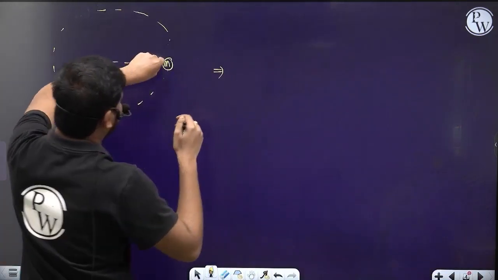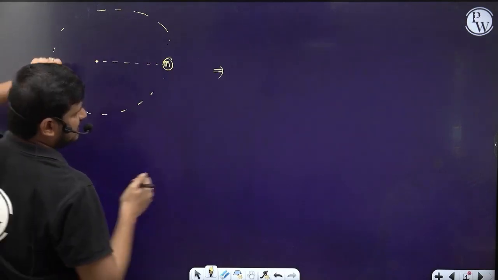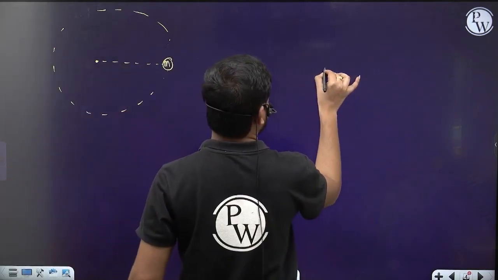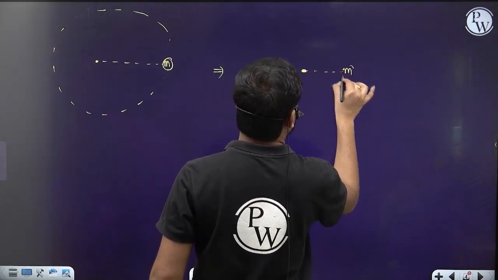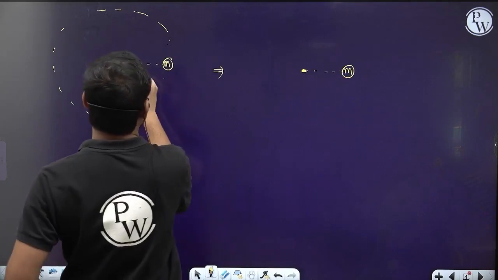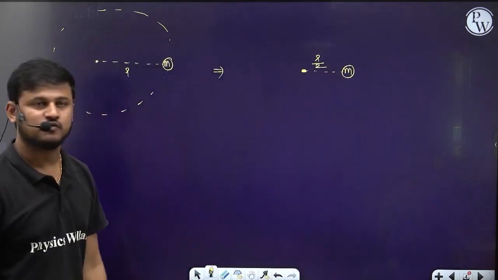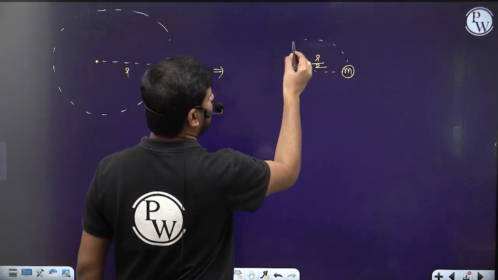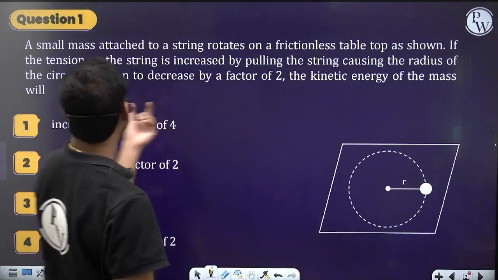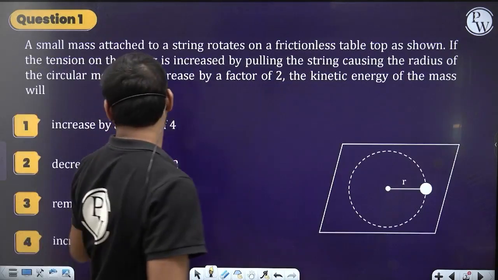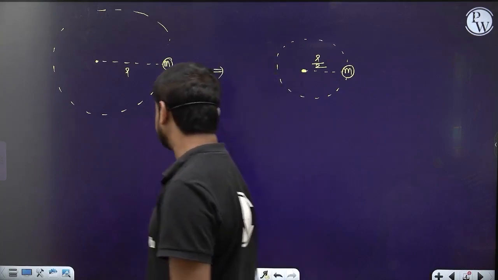That means we applied a force and pulled this string. Then what happens? This is the center, and now the mass has come here. The radius has decreased to r by 2, from here to here. Now what is the kinetic energy of the mass, what happens? Does it increase, decrease or remain constant? We have to discuss.